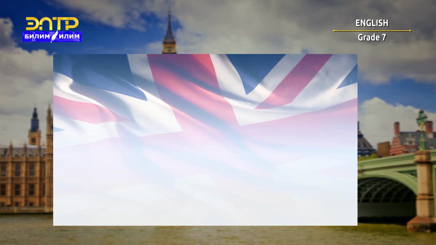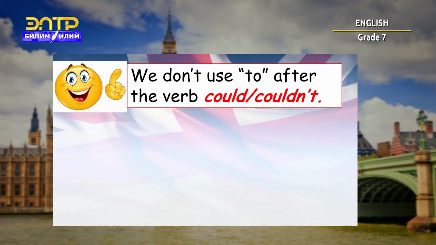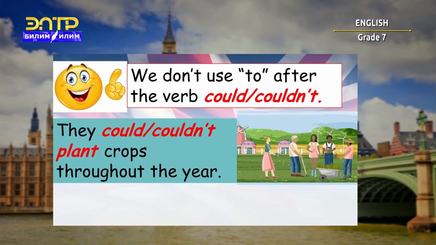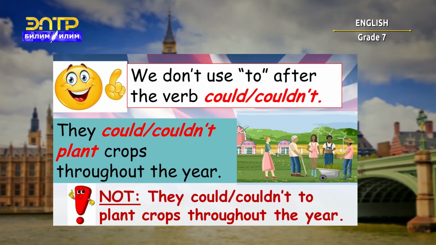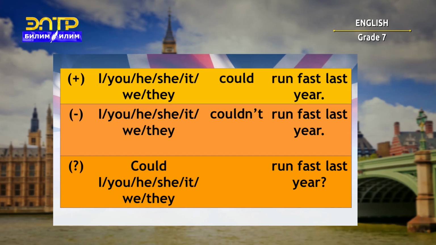And guys, remember that we don't use to after the verb could or couldn't. For example, they could or couldn't plant crops throughout the year, but not they could or couldn't to plant crops throughout the year. On this slide, we can see a table with formulas of using the verb could and its negative form couldn't in the right way. Let's look at them and read carefully.